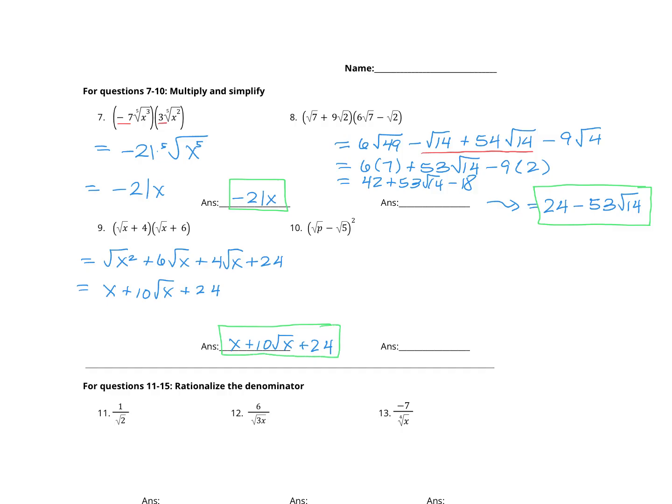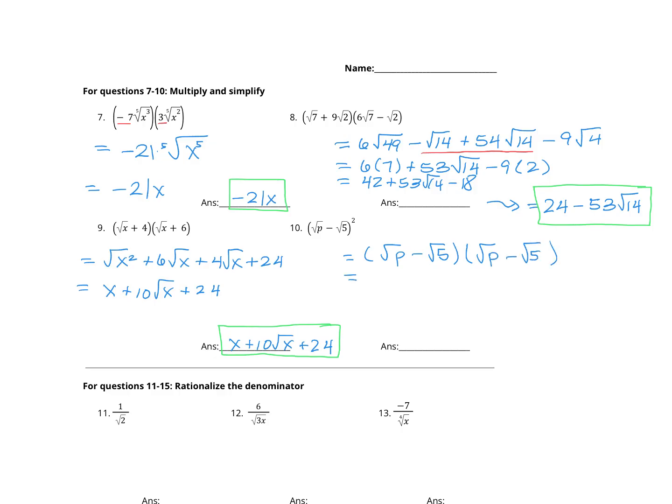For the next problem, be very careful. We are not allowed to throw around squares. Instead, we have to use the definition of squaring. Squaring always means something times itself. So that is the square root of p minus the square root of 5 twice.